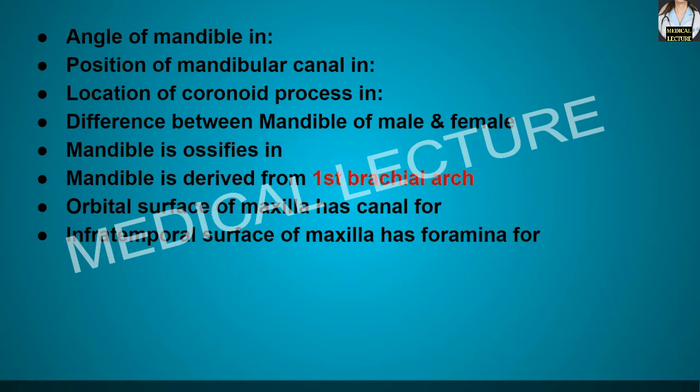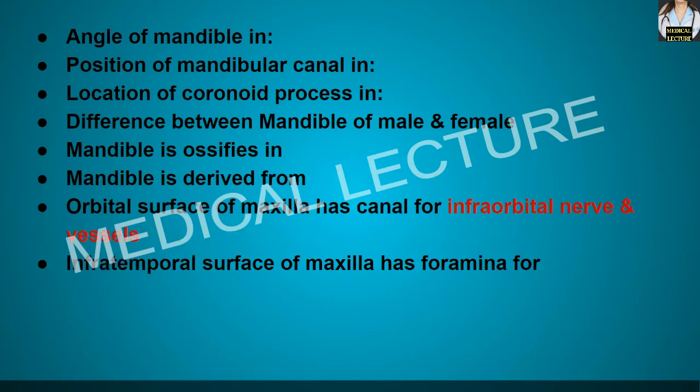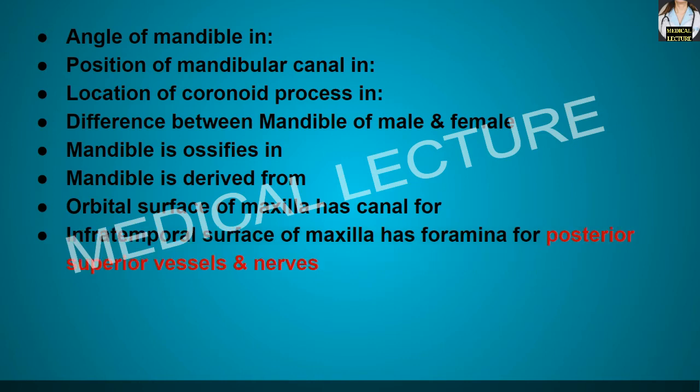The orbital surface of the maxilla has a canal for infraorbital nerves and vessels. The infratemporal surface of the maxilla has foramina for the posterior superior alveolar vessels and nerves.